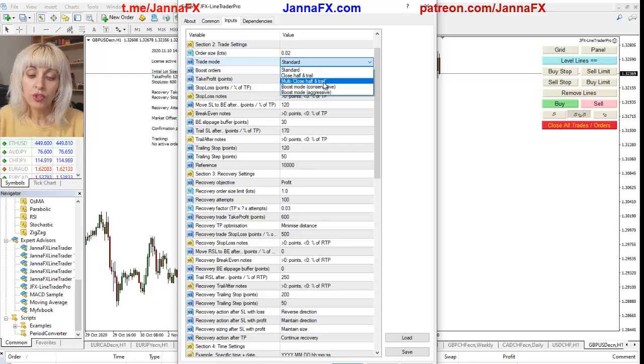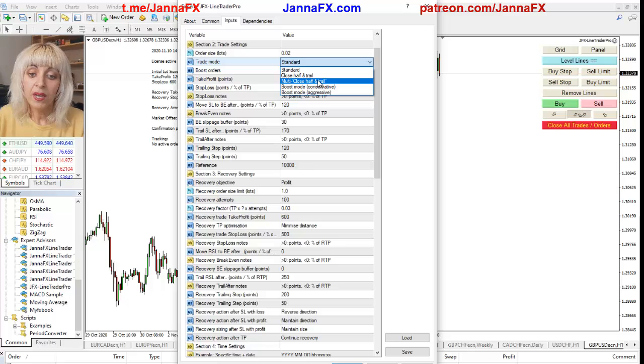So, close half and trail. For example, the first half it closes, and then it will open a new order with the same settings as the previous one. It will be closing half and trailing, and it will open a new one again. Every time it closes, it opens a new one, like you're pyramiding, so you're getting more and more profits. And if, for example, the last trade goes into a loss, the recovery system will be switched on, if you place it, of course.